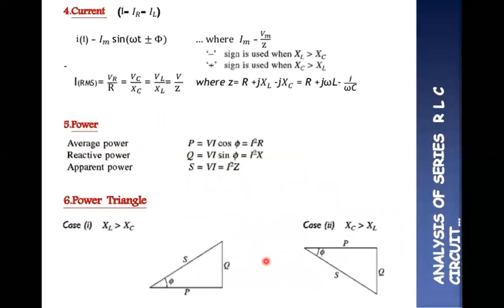And the current here will be equal to I = I_max sin(ωt ± φ). The minus sign is used when XL is greater than XC, and the plus sign is used when XC is greater than XL.